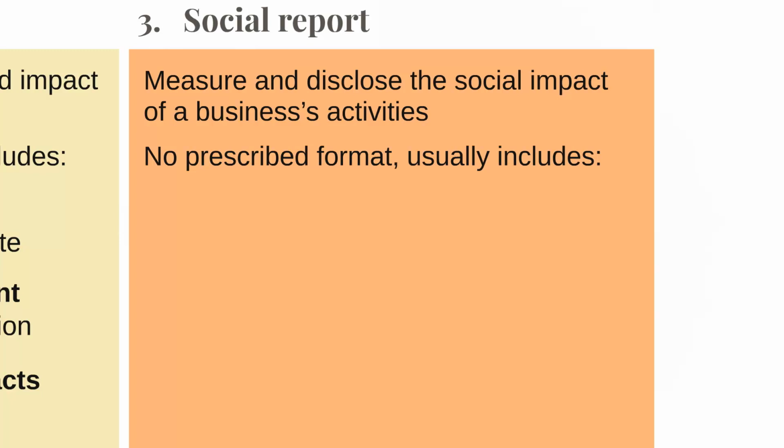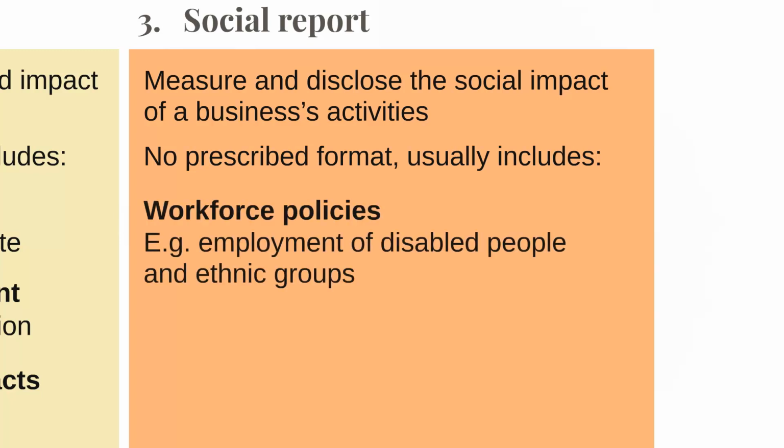So these include policies that a business has in relation to its workforce. So for example, if as part of its recruitment and employment policies, a business ensures that it provides equal opportunities to traditionally underrepresented groups, so people with disabilities or people from ethnic backgrounds, for example, then these are the sort of policies that would be disclosed as part of its social report.